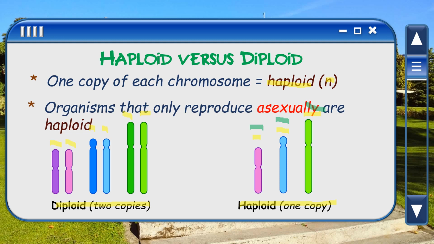Organisms that only reproduce asexually are haploid. Those are organisms that do not use gametes for their reproduction. Therefore, we refer to them as asexual. They are haploid, meaning that they have one copy of each chromosome.